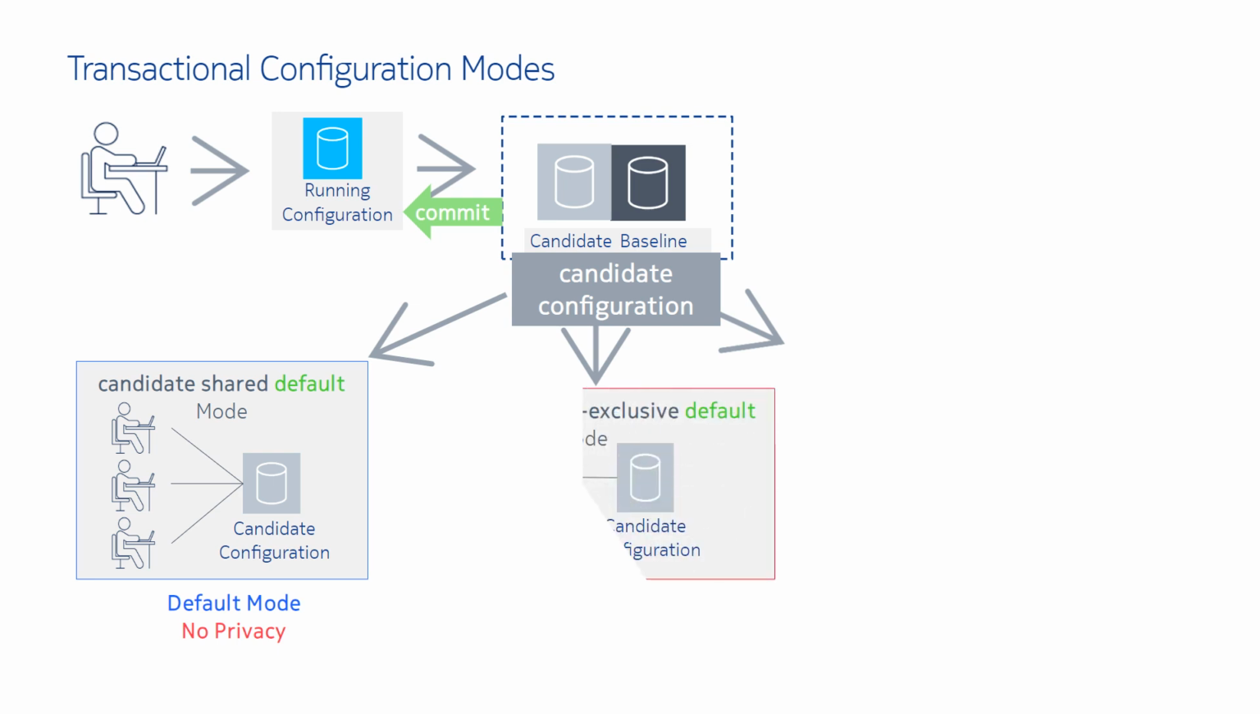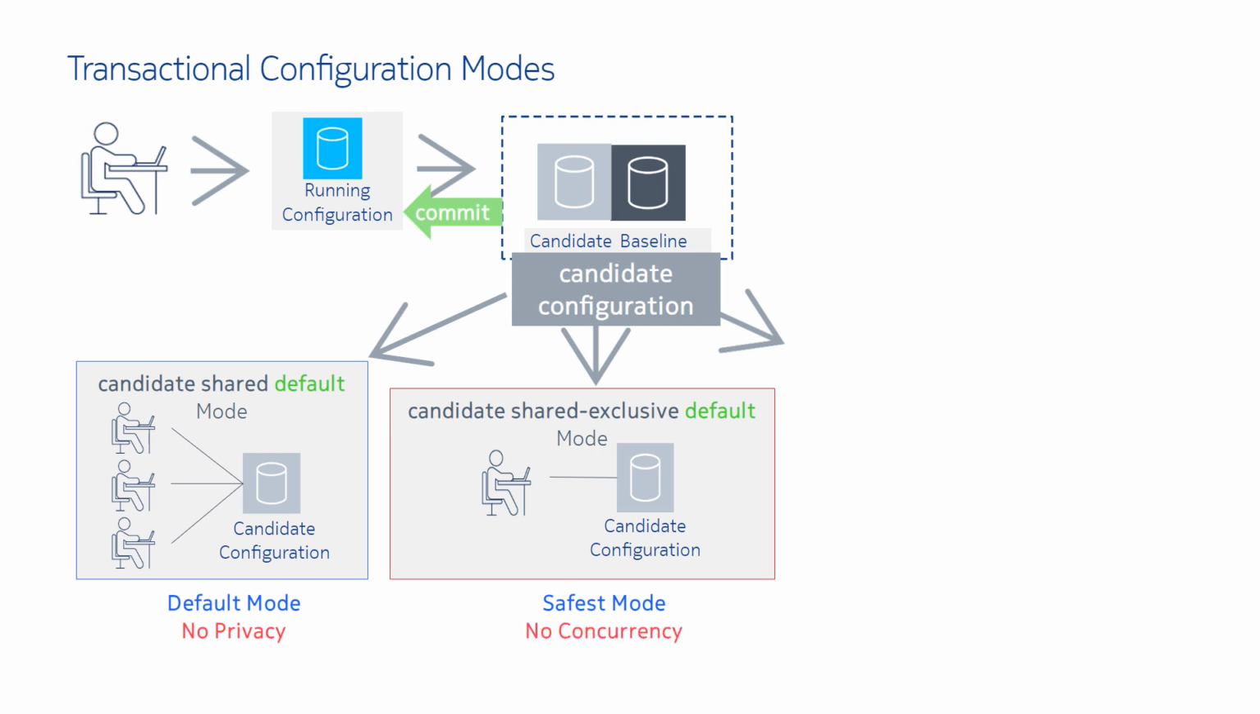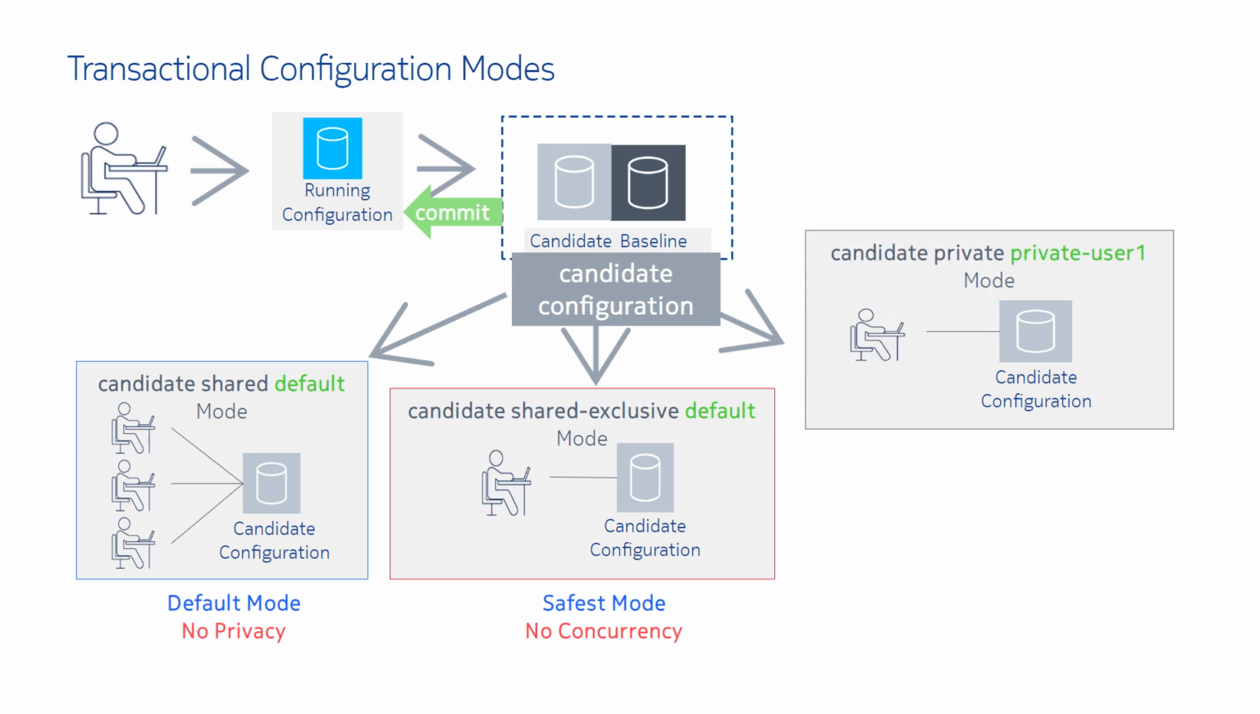The exclusive configuration mode is the safest mode. Only one user can configure the router at a given time. Other users are not allowed to enter the candidate mode and make changes to the candidate configuration at the same time. The private mode supports both concurrency and privacy.